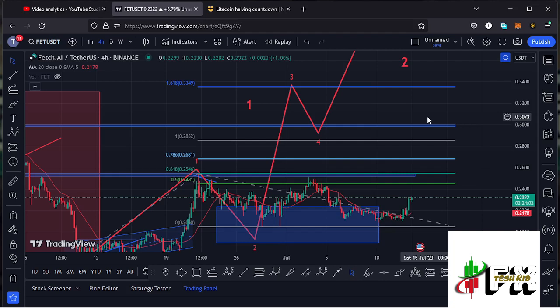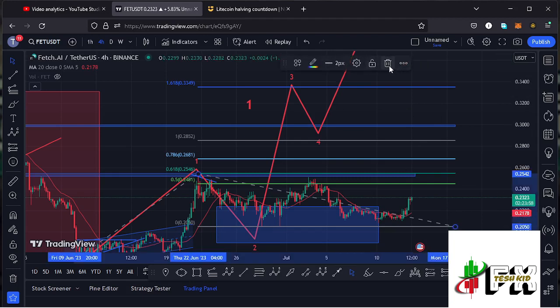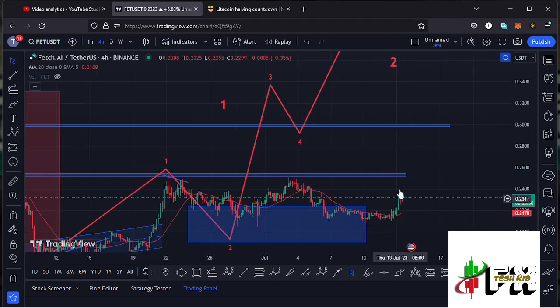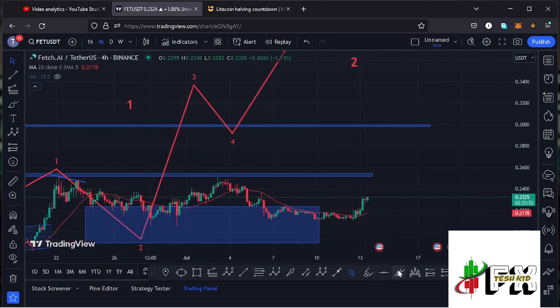And on the short-term point of view, the first target areas that you need to have in mind is at the key area of resistance at around the $0.2535 mark, and a break above that key area of resistance. Watch out for a successful retest before we can continue gearing up, and also see a break above the $0.3 mark. So that is what I'm keeping my eyes on here on the Fetch AI chart on the short-term point of view.